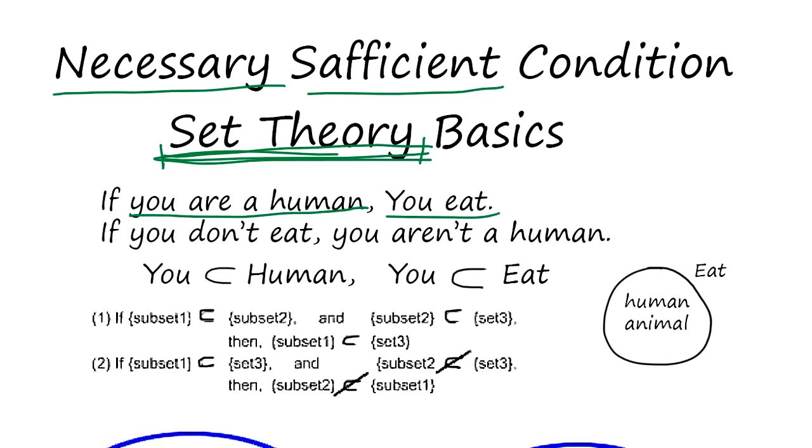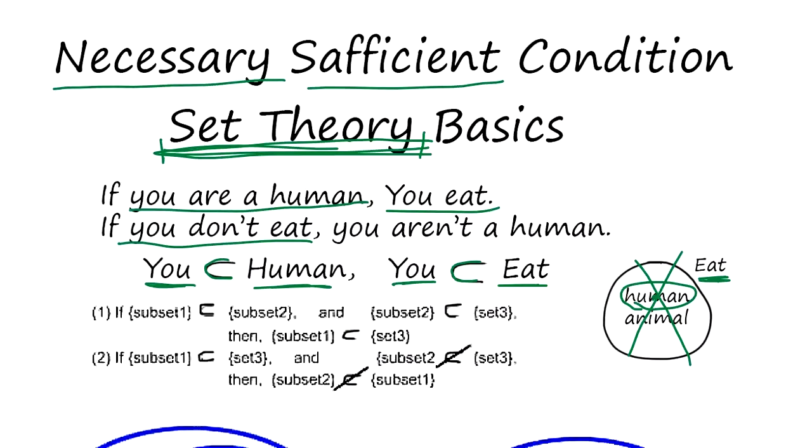What you're saying is, if you are human, you are part of the human group, and human belongs to the eat group. So if you are part of a human, because human belongs to the eat group, you eat. This is correct. The contrapositive is, if you don't eat, you deny this, then you aren't a human. We use this notation to show you are an element of human and you are also an element of the eat group.